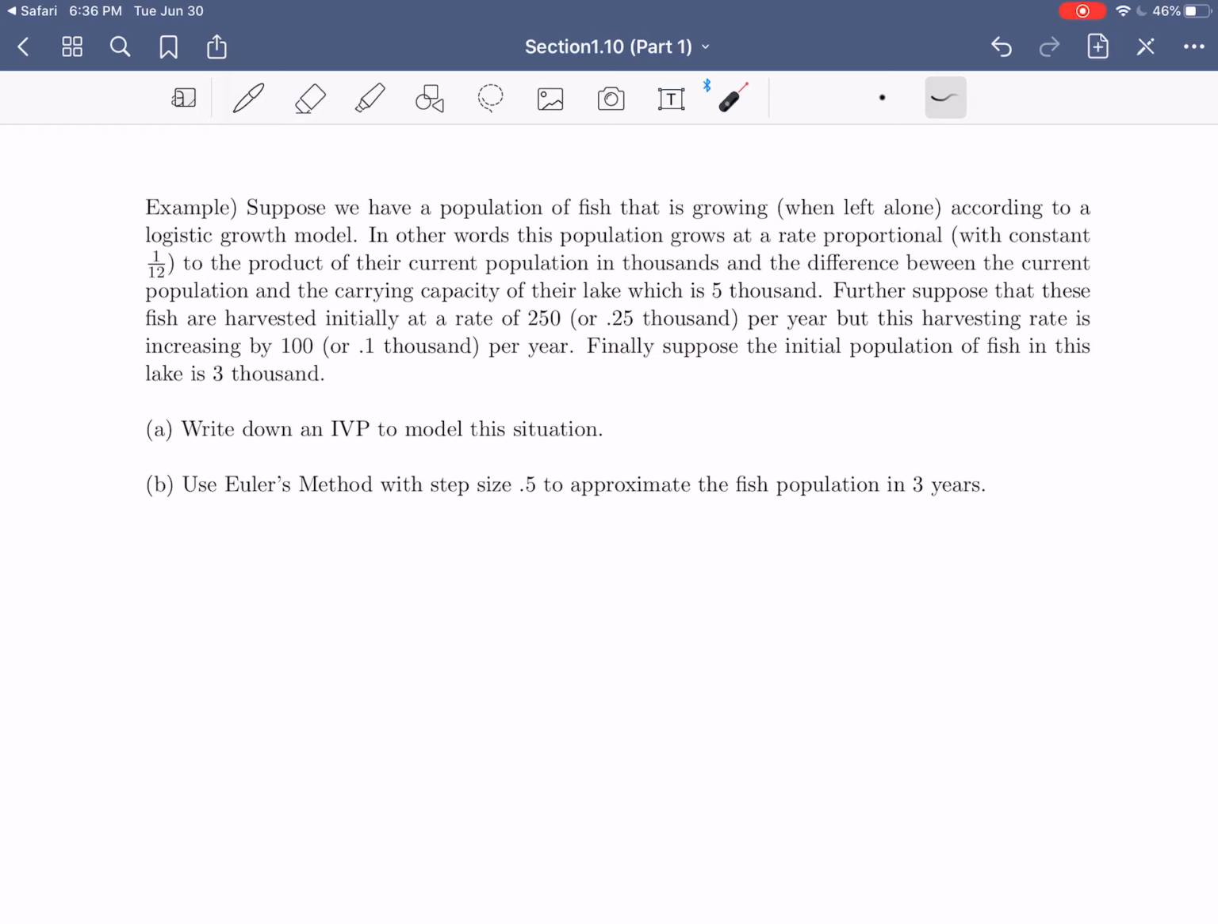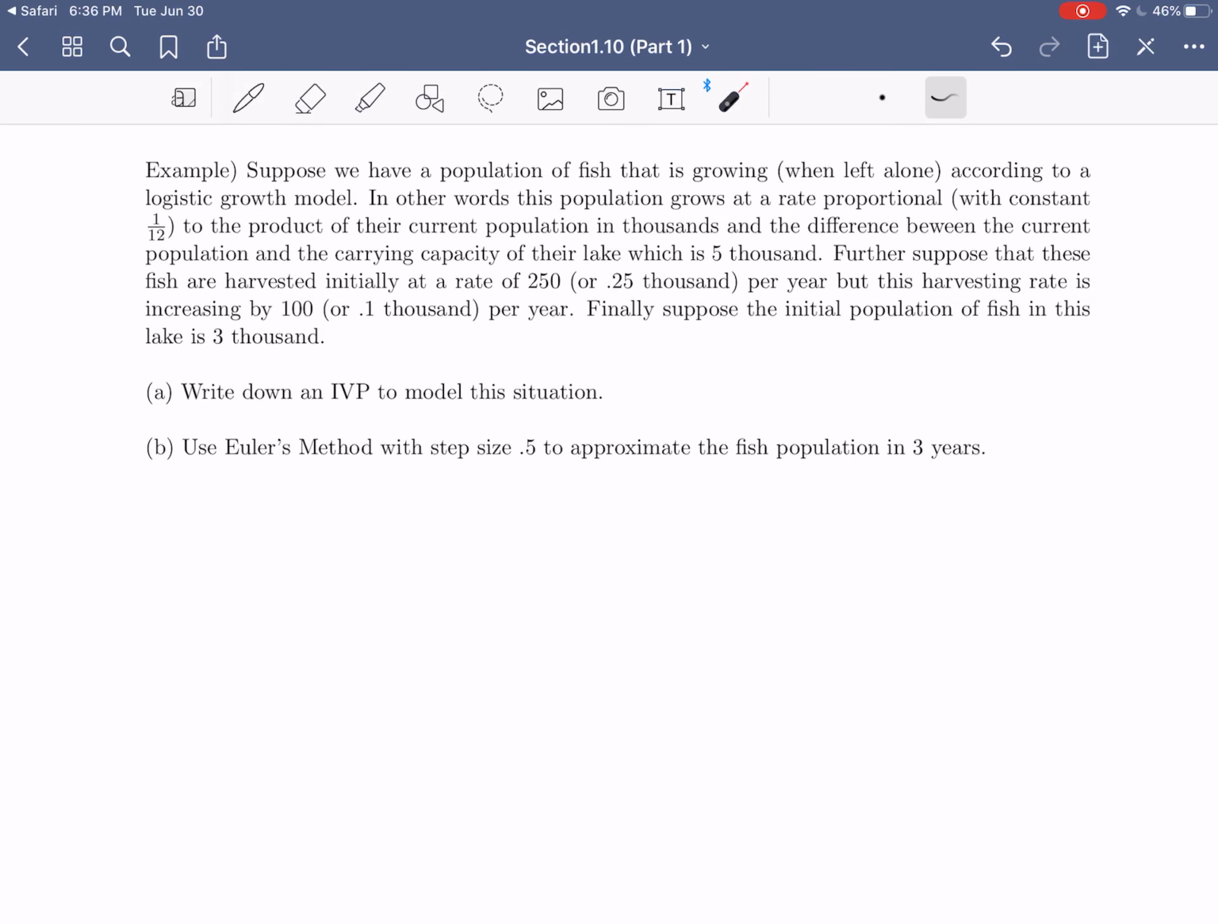So we have it as an IVP. We're going to try to write down an IVP to model this, and then, since it's a pretty messy one to solve and it does not have easy equilibriums because of the fact that the rate of harvest is non-constant, we're going to use Euler's method with a step size of 0.5, or if you prefer, a step size of half a year, to approximate what's going to happen to the fish population in 3 years.